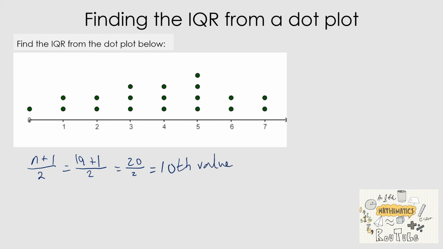The median is clearly not 10. It's the 10th value. So we can go through from left to right: 1, 2, 3, 4, 5, 6, 7, 8, 9, and 10. So there is our median value. That is the middle value in this given data set. The median value is 4. That value that we have circled is 4. Then, as we know, we need to find the median, or the middle value, of the lower half of the data.